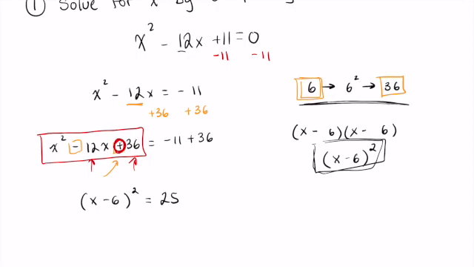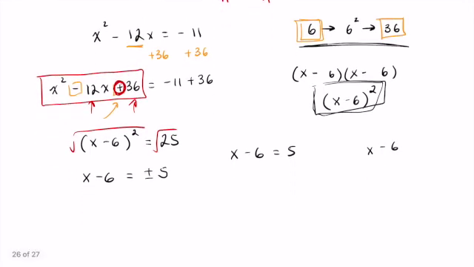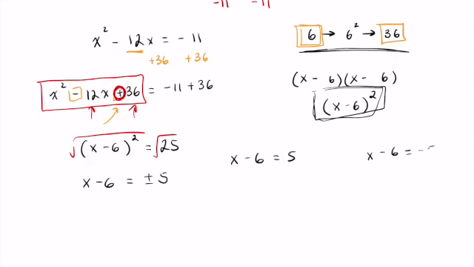So again, remember, they want us to solve for x here. And what I'm going to do is take the square root of both sides, and that gives me x minus 6 equals plus or minus 5. So I'm going to solve for x by saying x minus 6 equals 5, and then x minus 6 equals negative 5. Because remember, whenever we take the square root of something, we're going to have a plus or minus.